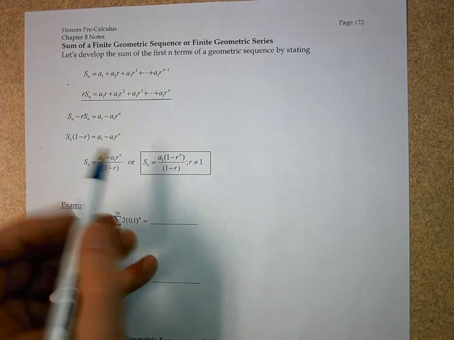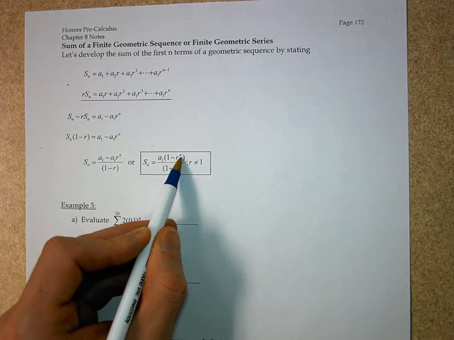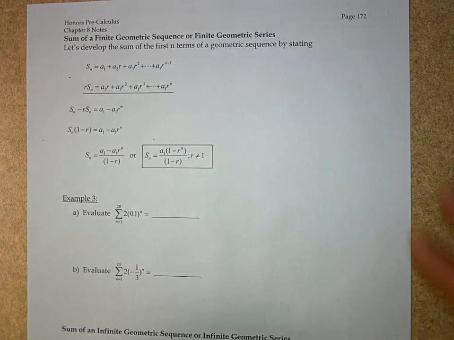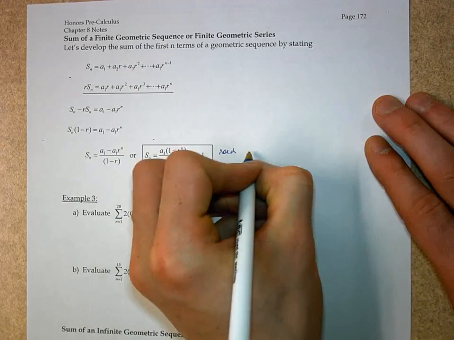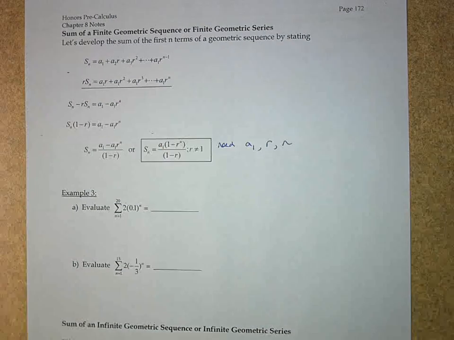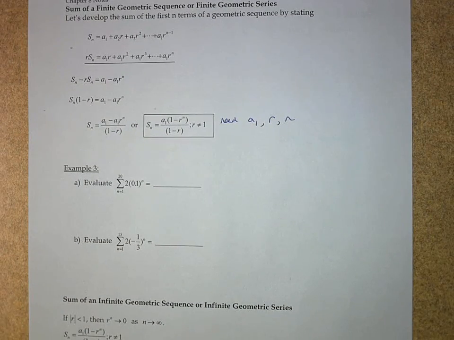With this, I need to find a sub 1, so I need my first term, I need the common ratio, and I need the number of terms. Those are the three things that I need in this formula. I need a sub 1, I need r, and I need n. So in my first example, I see that I have n equaling 1 through 20, 2 times 0.1 raised to the n. For this, I want to start plugging in values.